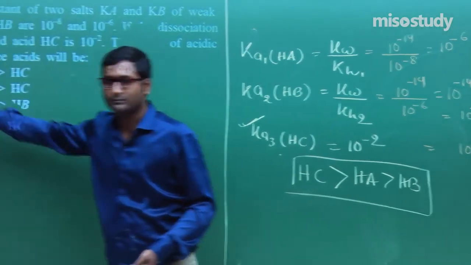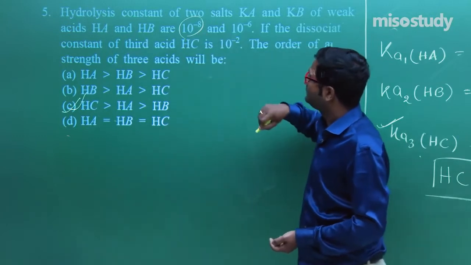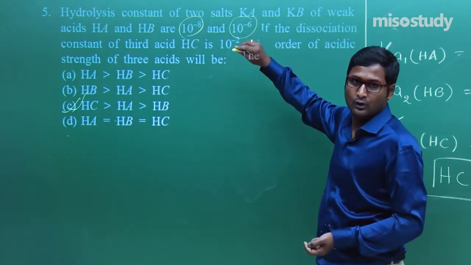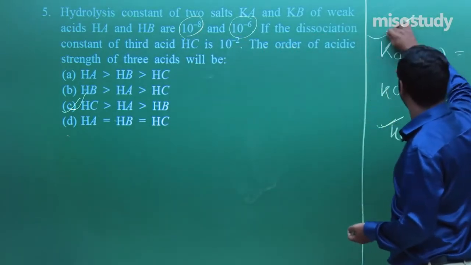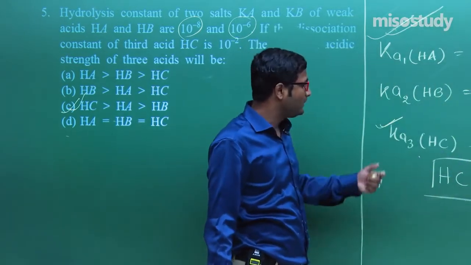This is one of the good questions. Again I am giving you Ka1 and Ka2. What is the value of the relation? Ka1 is equal to Kw upon Kh1. Find out the value of K.